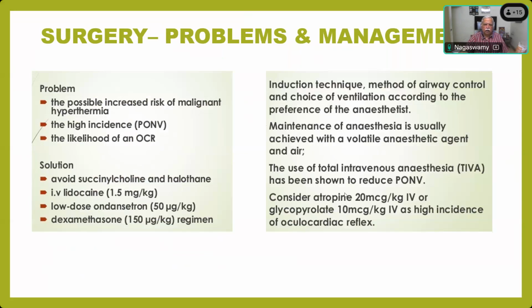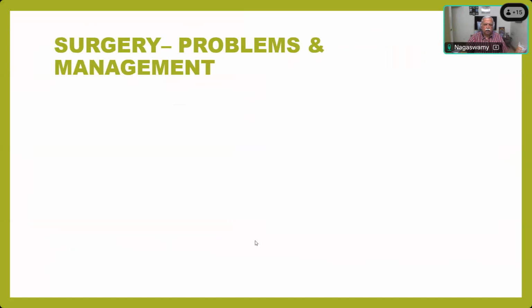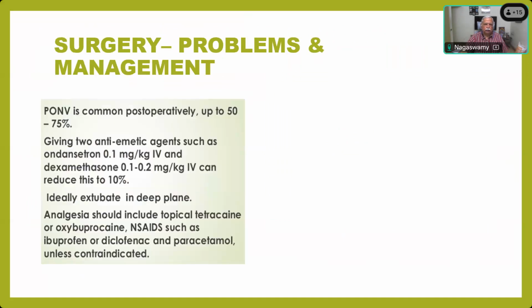Use of PIVA will also help to reduce PONV. You can give propofol infusion and consider atropine 20 microgram IV or glycopyrrolate if the bradycardia is very severe because of OCR. All routine monitors must be used as per standard guidelines.